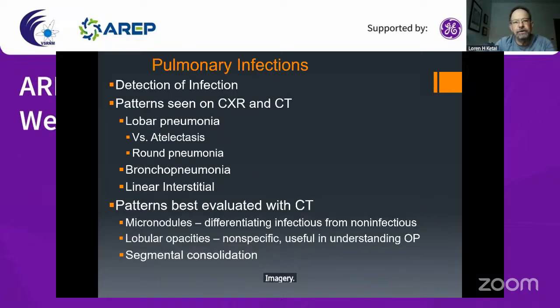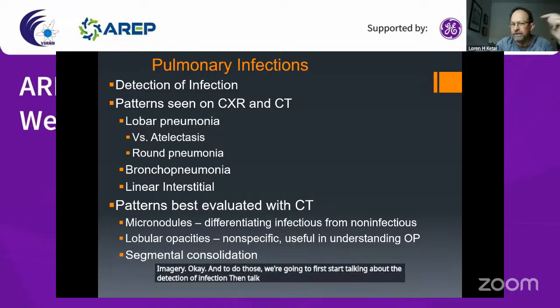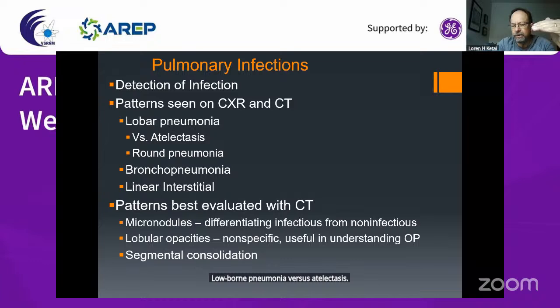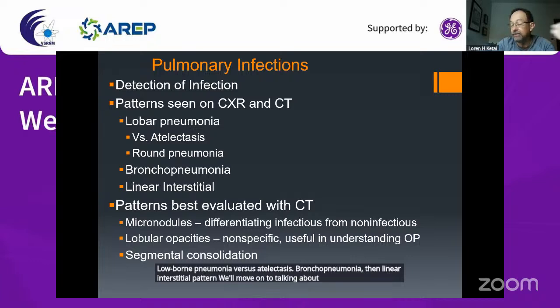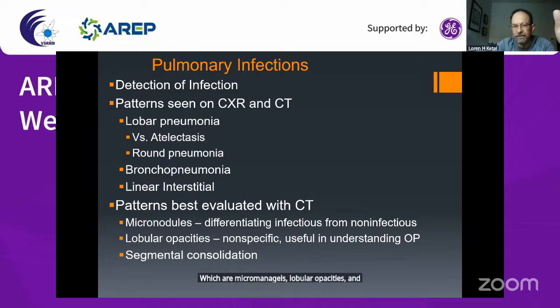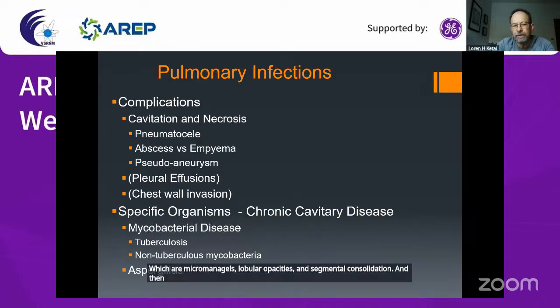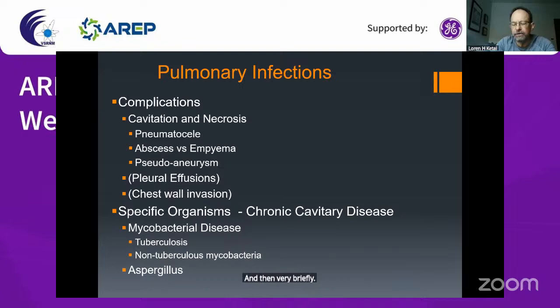Okay. And to do those, we're going to first start talking about the detection of infection, then talk about patterns that you can see on CT and chest radiograph: lobar pneumonia versus atelectasis, bronchopneumonia, then linear interstitial pattern. We'll move on to talking about patterns that are best evaluated on CT, which are micronodules, lobular opacities, and segmental consolidation. And then finish off by talking about complications, mainly necrosis, because we really don't have time to go into pleural disease in depth. And then very briefly, specific organisms, but only those that relate to chronic cavitary disease.